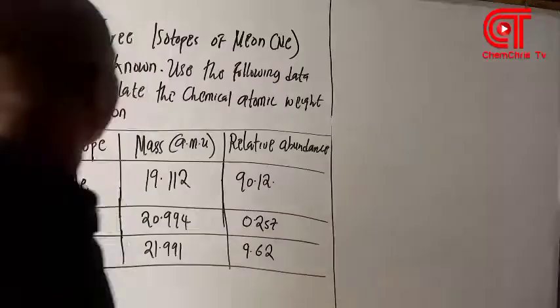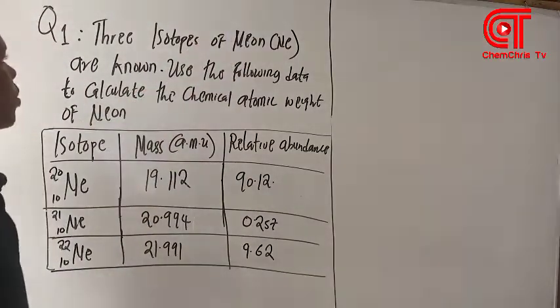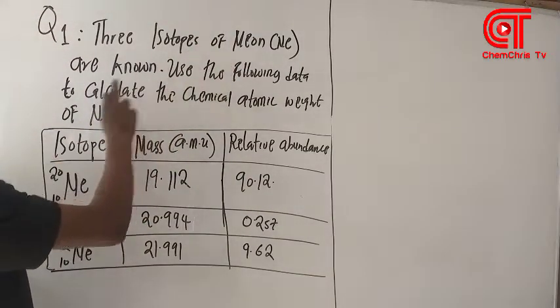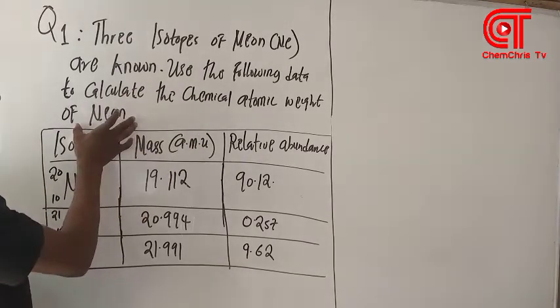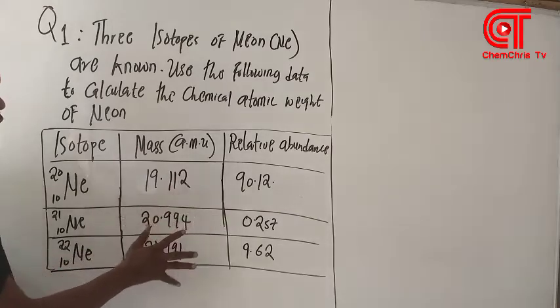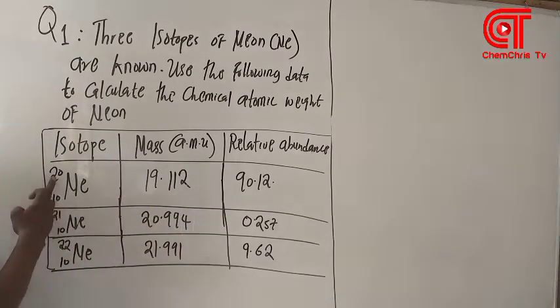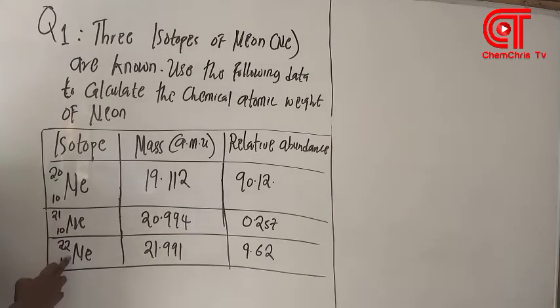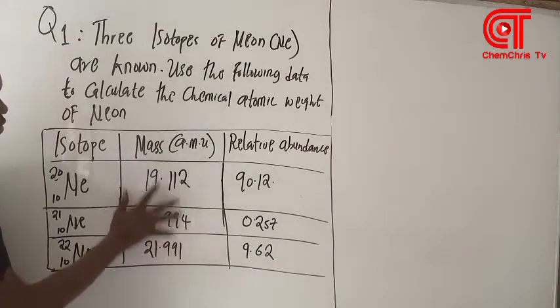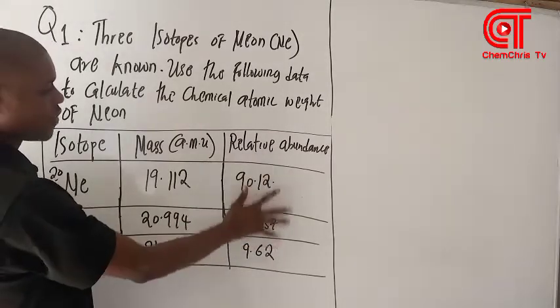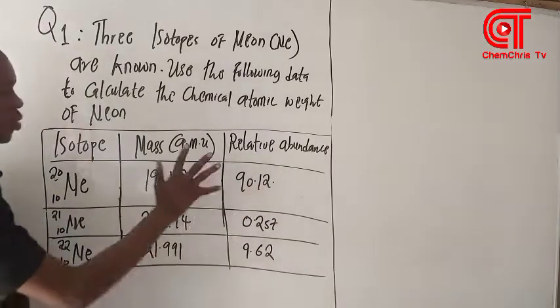So now let's look at the first question. Three isotopes of neon are known. Use the following data to calculate the chemical atomic weight of neon. Look at the table given to us here. We have neon 20, neon 21, and neon 22. Here are their individual atomic mass units, and here are their relative abundances.